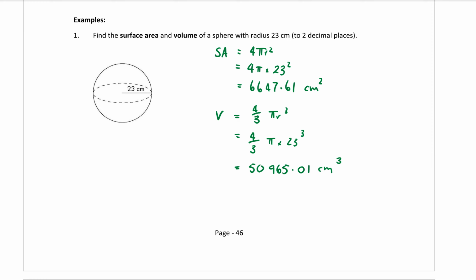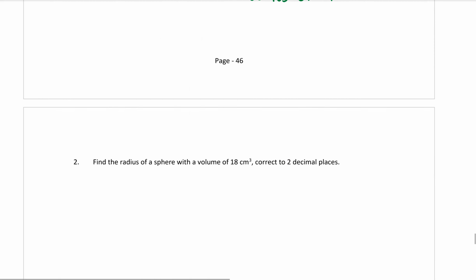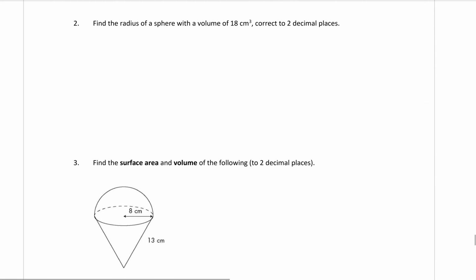Okay, so that is your basic question where it's just one sphere, but next page, obviously it's going to get a little bit more complicated than that.